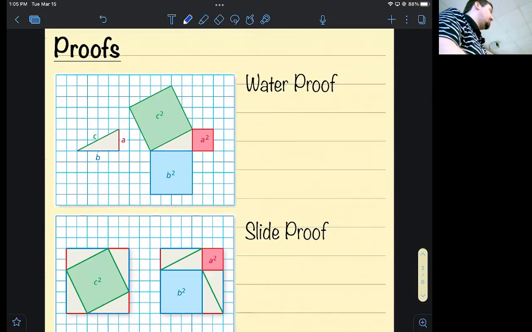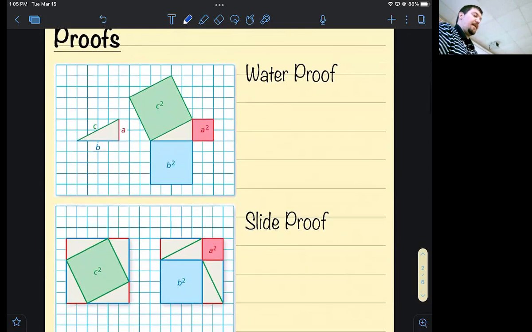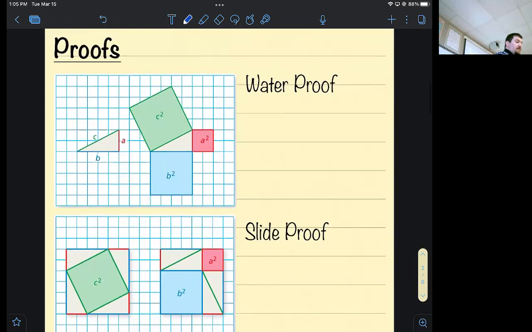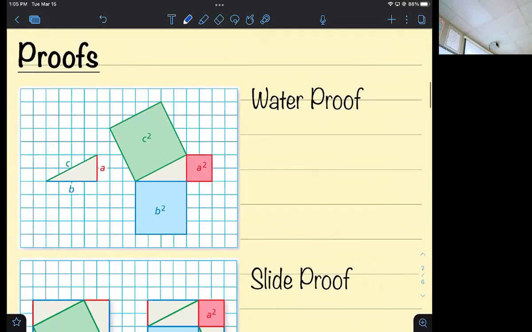Because I said it's true? Because Pythagoras said it's true? There are literally hundreds of proofs for the Pythagorean theorem. I'm going to show you a few of them, including the water proof, and in the next video I'm going to show you a slide proof to show you this is true. I'm going to show you some videos that can do it more justice than what I can.